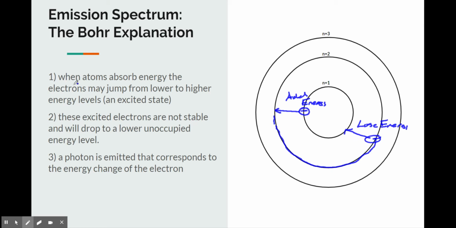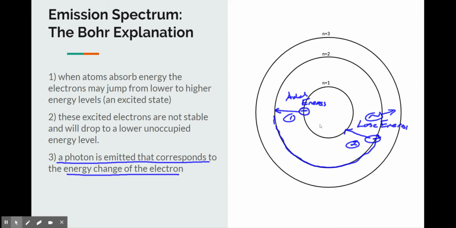So Niels Bohr said when atoms absorb energy, the electrons may jump from a lower to a higher state. That's step 1 right here. And then these excited electrons are not stable. They'll drop, step 2 here, to a lower energy state. And at that point, a photon is emitted that corresponds to the energy change of the electron. So whatever this drop in energy was, that's the particular photon that's given off by this atom, or this electron that drops down in this atom.